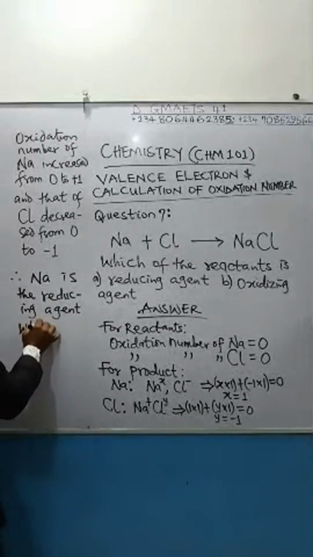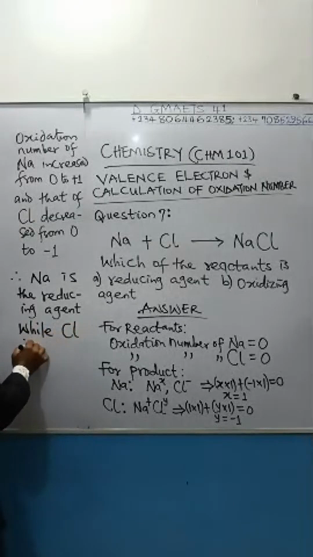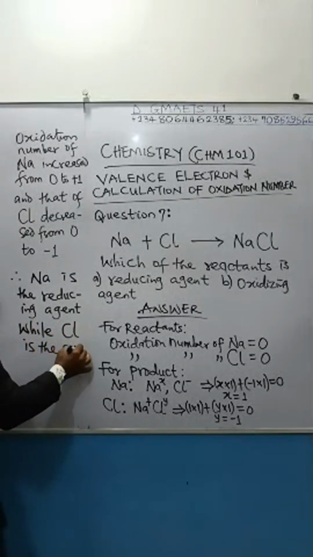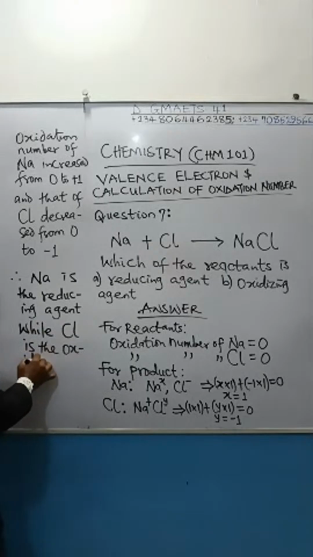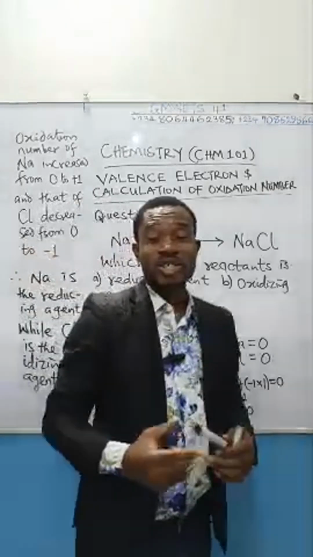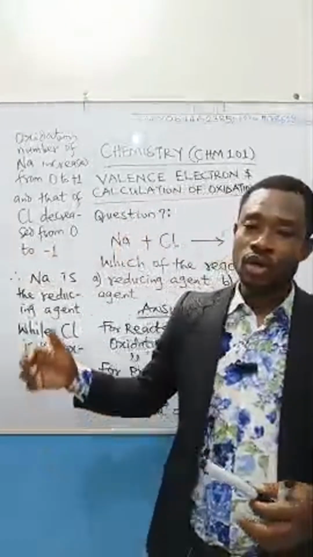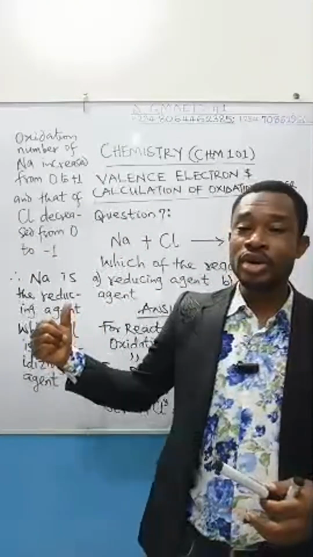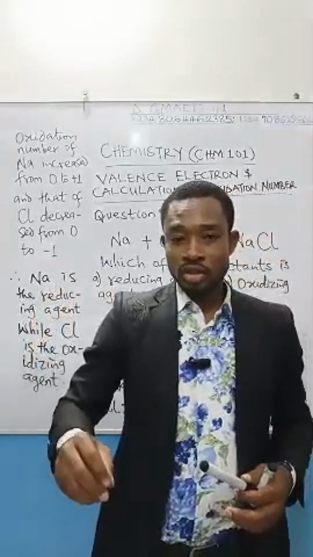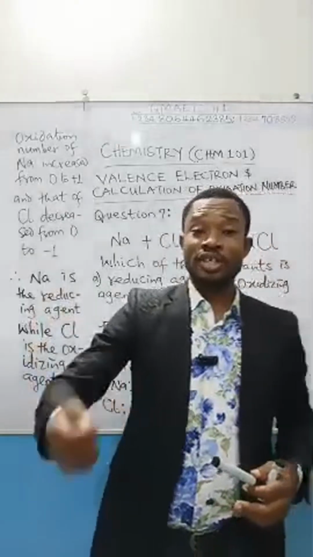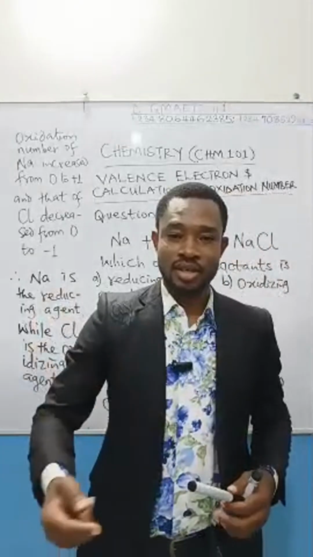Why chlorine is the oxidizing agent. Oxidizing agent. Because of course, like we explained, chlorine was reduced in this reaction. Chlorine underwent reduction. So the agent chlorine is going to now be is oxidizing agent.